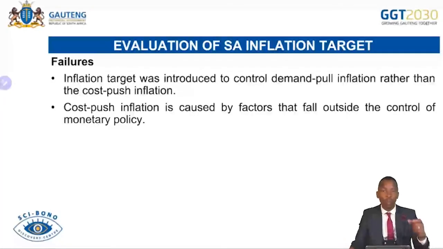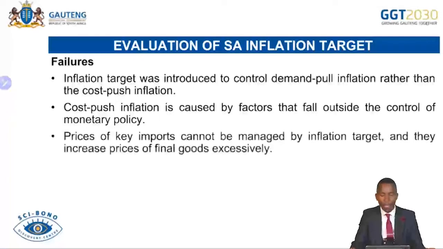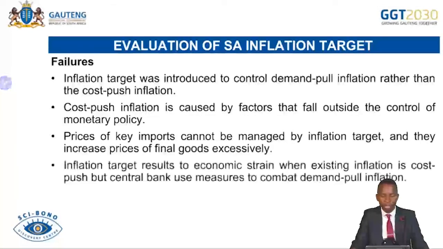So as we combat inflation, we only combat the demand pull with some measures to combat inflation which are known as monetary measures. Prices of key imports cannot be managed by the inflation target, and they increase prices on final goods excessively. Inflation targeting results in economic strain when existing inflation is cost push, but the central bank uses measures to combat demand pull inflation.